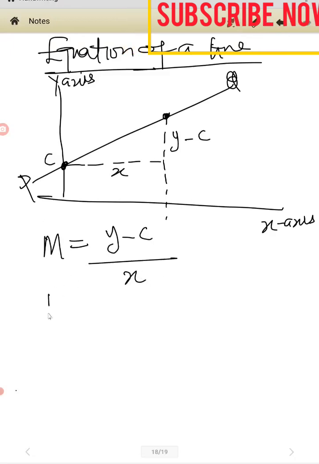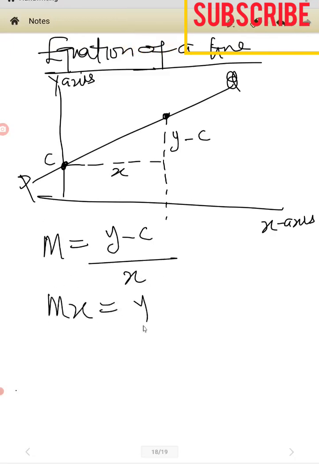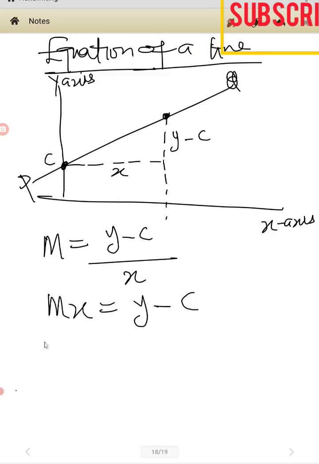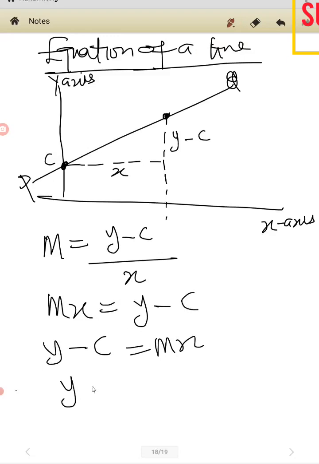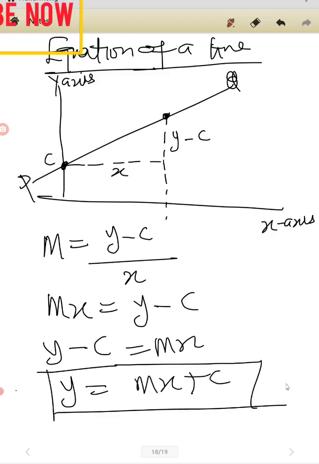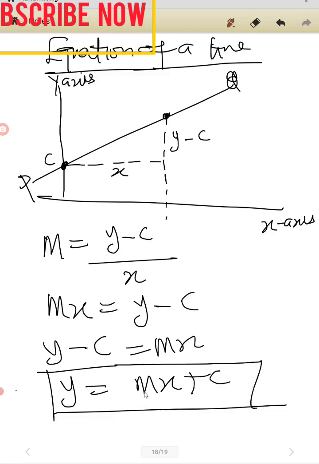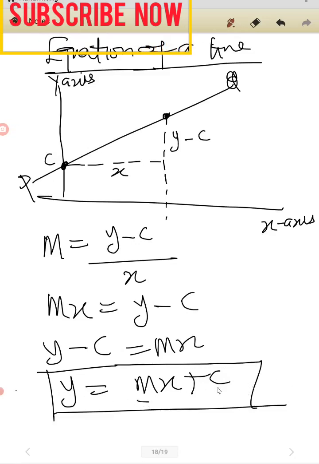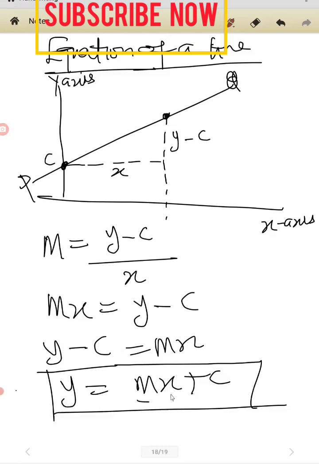Let's cross multiply. We have mx is equal to y minus c. Let's say y minus c is equal to mx. Therefore, y is equal to mx plus c. This is the equation of a straight line. This one is the gradient. This one is the intercept. This is the y-axis. This is the x-axis.